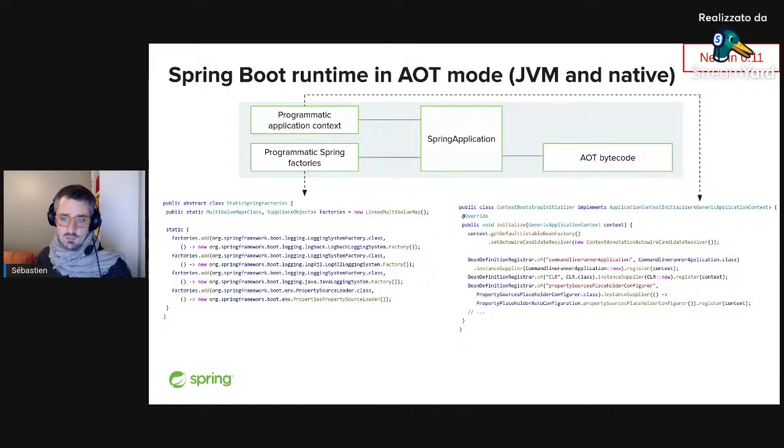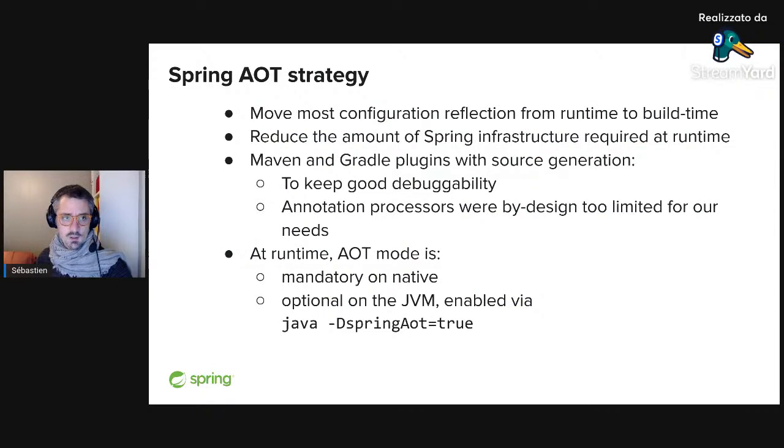And you can imagine that's a pretty big piece of work to be able to support that. So the Spring AOT strategy is really to move most configuration and reflection from runtime to build time. It's not about removing reflection, because we need reflection to analyze your annotations, etc. Reflection is still needed, but we move most of it from runtime to build time.